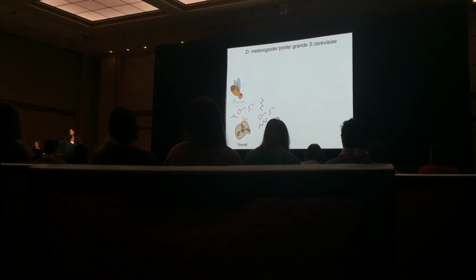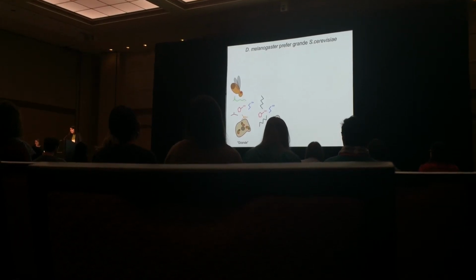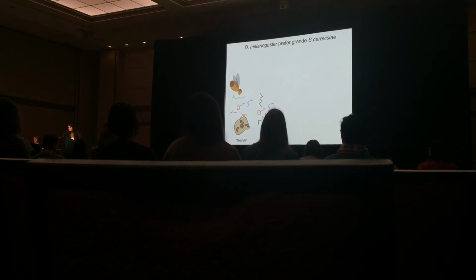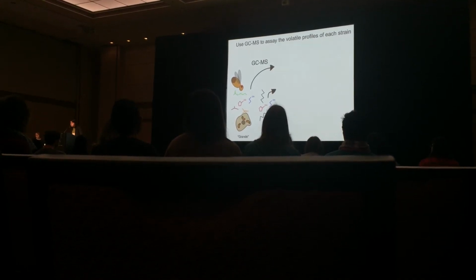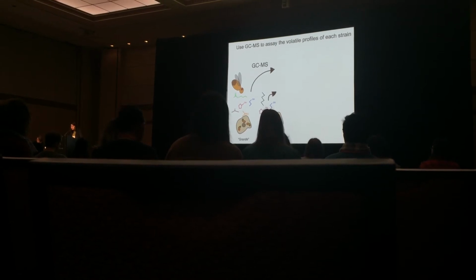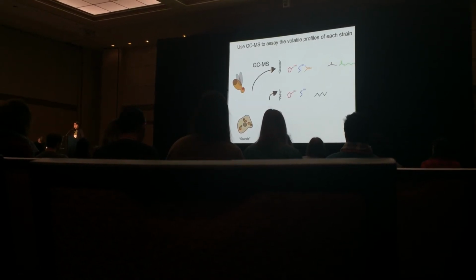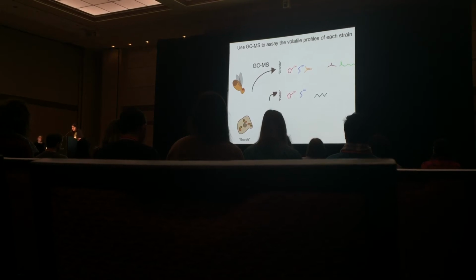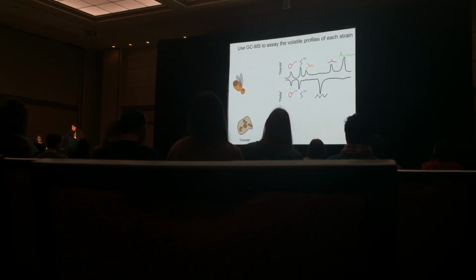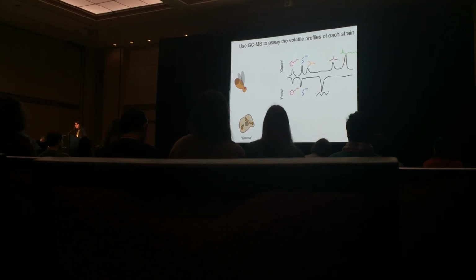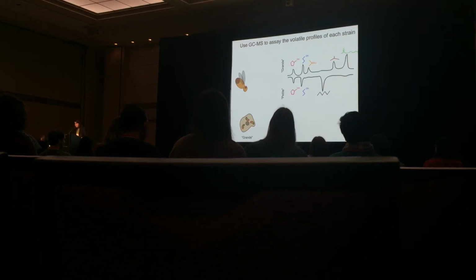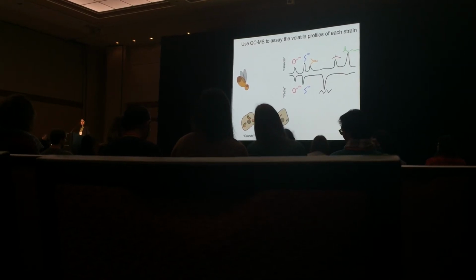So to test this hypothesis, I used a technique called gas chromatography coupled to mass spectrometry, or GCMS. And briefly, what GCMS allows you to do is you can take the volatile headspace of a culture, break it down into its individual components, and then measure the amount of each of these components within the culture. So this produces something called a chromatogram, which you guys can see here. And you can use a chromatogram to compare between cultures.